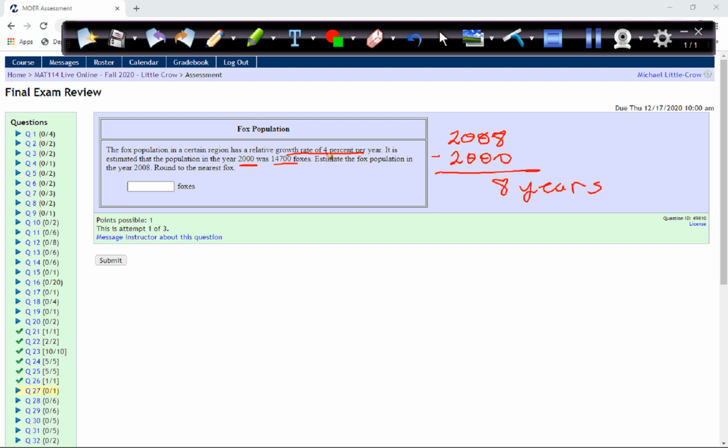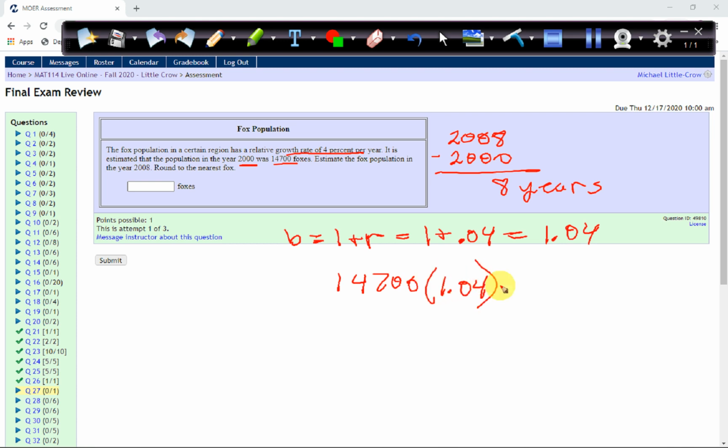Our equation, 4%. So you get that our base is equal to 1 plus the rate. So that's 1 plus 0.04. That's the amount that it's increasing by. 1.04. And then our starting value was 14,700 times our base raised to the number of years. So this is going to be our population. And what we're told is that the number of years is 8, so we'll just plug in 8 here.